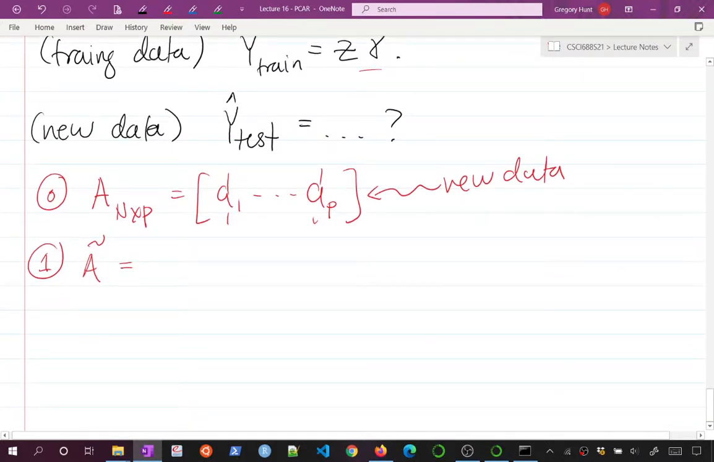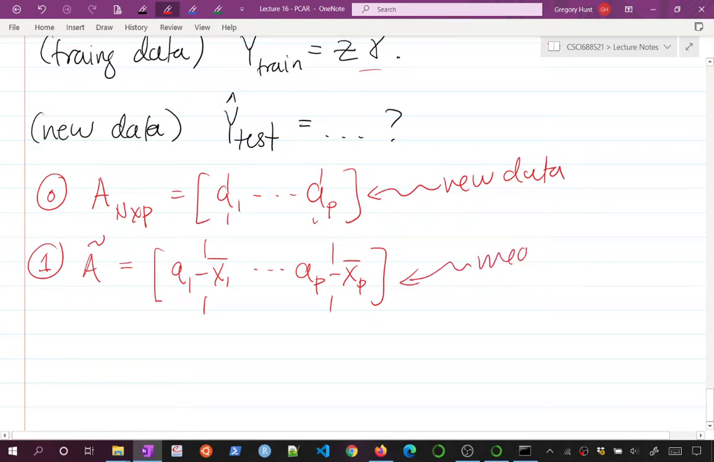So first, we would take off, you'd say a1 minus X bar 1. Now X bar is the mean of our original training data. And you do this to all the columns, down to subtracting out X bar P. So I'm not subtracting off the means of the new data. I'm subtracting off those training means. I'm doing the exact same thing I did in the training data. So let's say this is mean center.